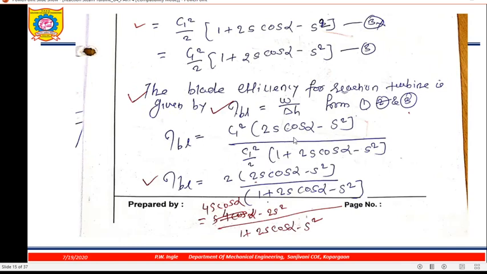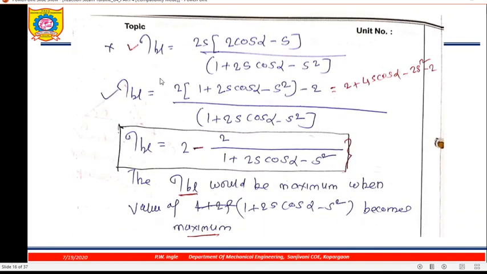So it is C1 square (2S cos alpha minus S square) upon delta H, which is C1 square by 2 (1 plus 2S cos alpha minus S square). So you are getting the equation for blade efficiency. Finally, you get 2 minus 2 upon (1 plus 2S cos alpha minus S square). So 2 minus this. Correct? This is the blade efficiency.